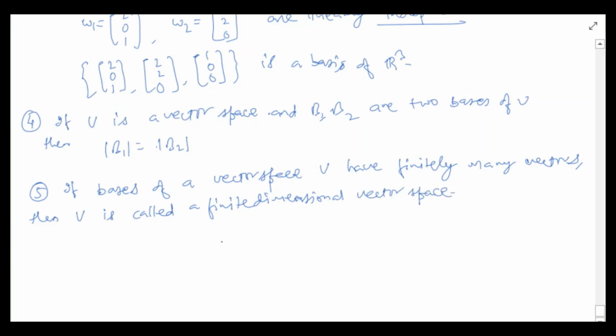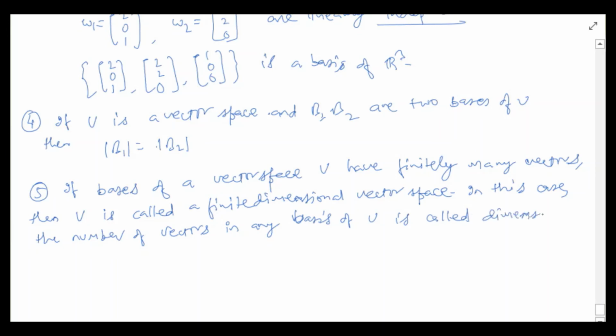In this case, the number of vectors in any basis of V is called the dimension of V. It's also denoted as dim V. This is the notation.